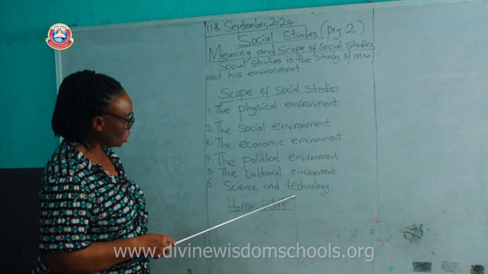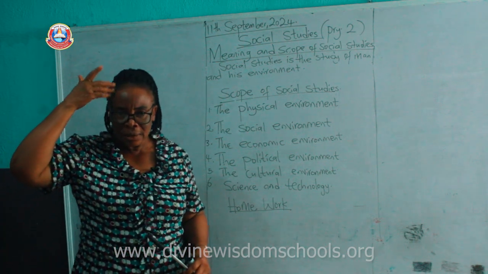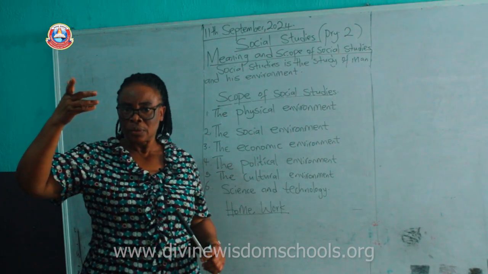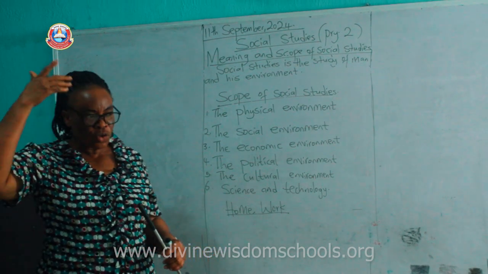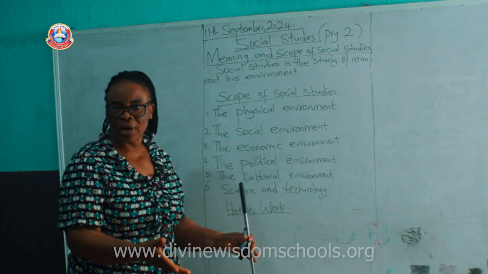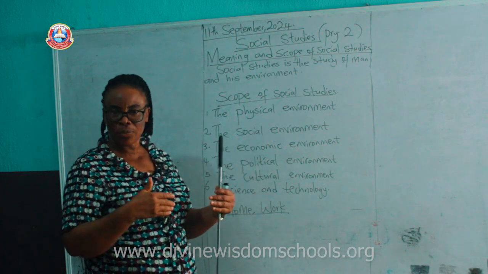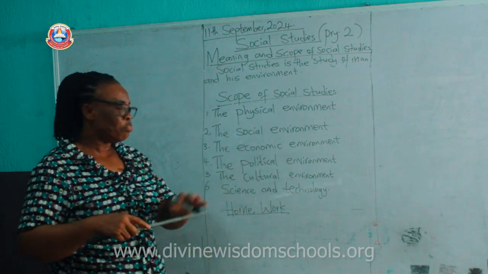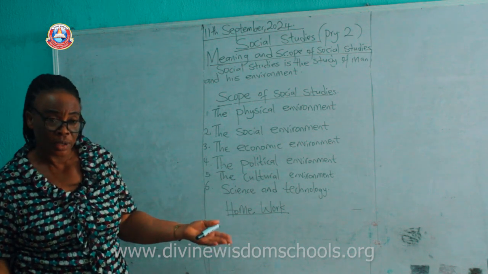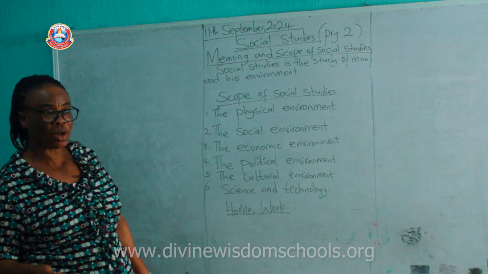Then lastly here we have science and technology. Science and technology has to do with the way man uses the natural wisdom or the knowledge that man has, the knowledge or the wisdom to adapt to the environment, to transform the environment to suit him, or making or producing things that will make life more comfortable for him in the environment in which he lives. Is that okay, children? I hope you are following.